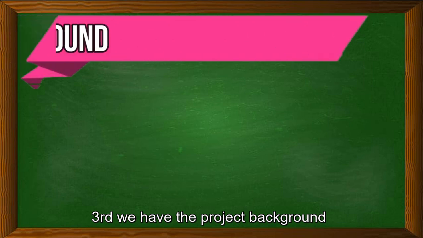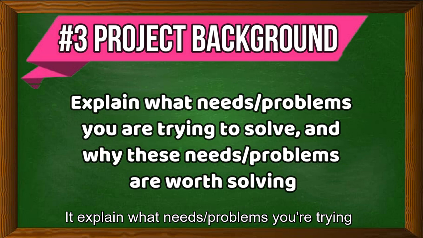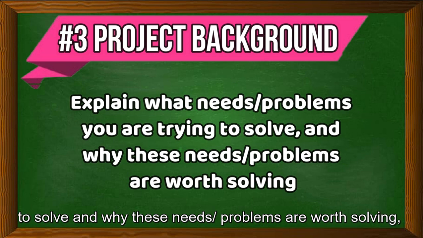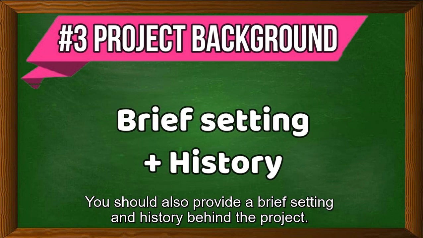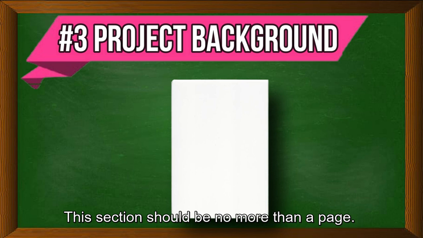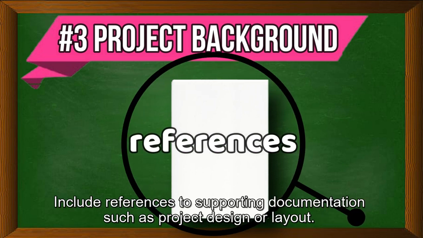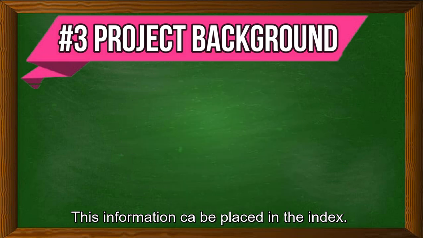Third, we have the project background. It explains what needs or problems you are trying to solve and why these needs or problems are worth solving. You should also provide a brief setting and history behind the project. This section should be no more than a page. Include references to supporting documentation such as project design or layout. This information can be placed in the index.